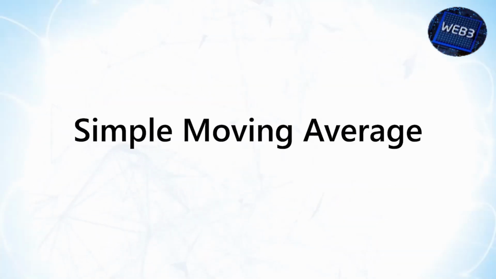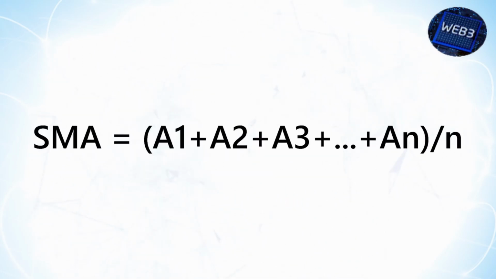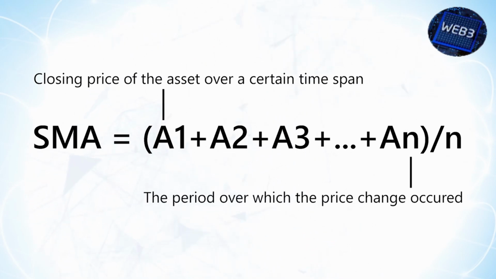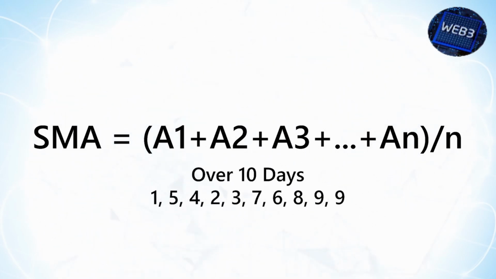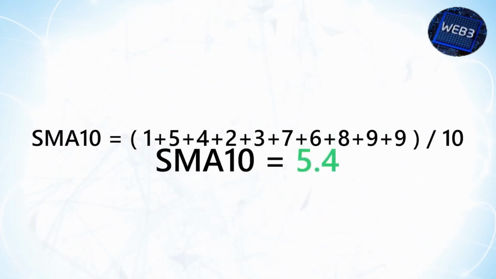Simple moving averages are another, more mathematical way to try and identify trends. A moving average is calculated by averaging a certain number of past data points. When you plot the moving average, you can see a smoothed out version of the data that is far less disjointed and fluctuating. The math looks like this, where A is the closing price of the asset at the end of a given time period, and N is the period over which it was calculated. So, if over the last 10 days your price looked like this, we can sub it into the math as such, which gives us an SMA of 5.4.